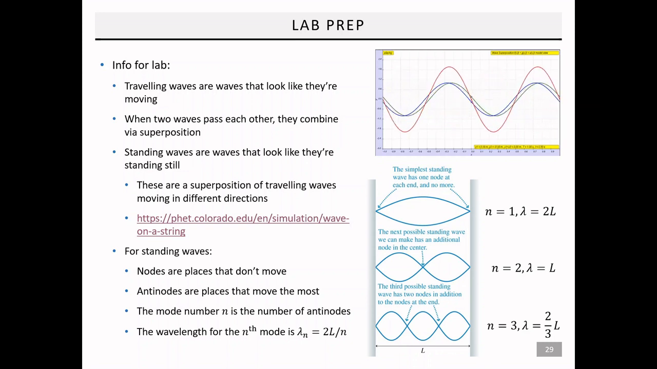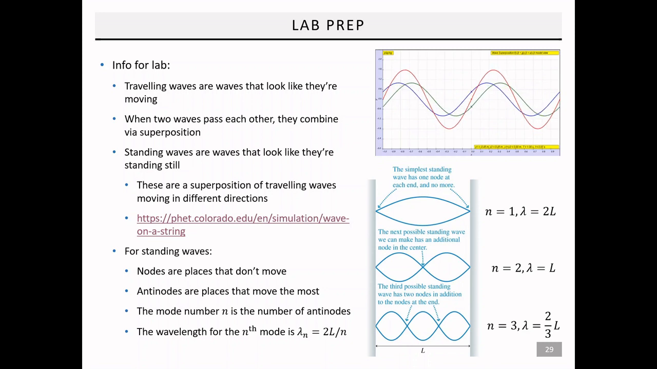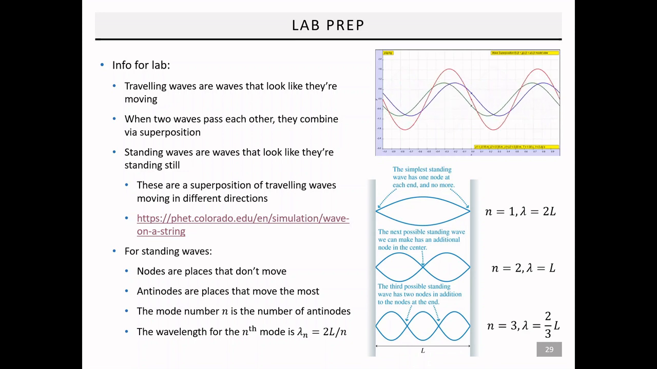And we also learned how they can combine with each other to make a new wave. In this case, the red wave is the combination of the blue and the green wave, and we say that it's the superposition of the two waves.